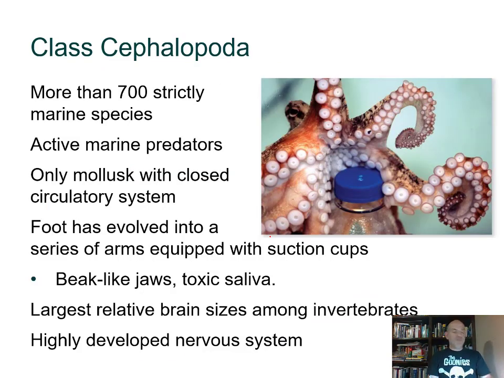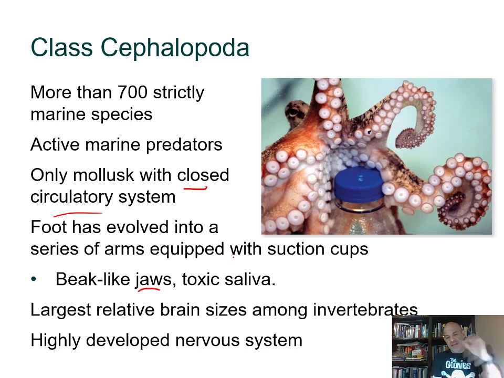And then you have the cephalopoda, and the cephalopods are strictly marine. They're very active predators. Again, there's the octopus and the squid. They go and capture different kinds of prey items, fish and other things. They do have a closed circulatory system, and their foot is evolved into a series of arms with suction cups, which you can see there with this octopus. Their radula is modified into a beak-like jaw, and their saliva in many species produces toxic substances.